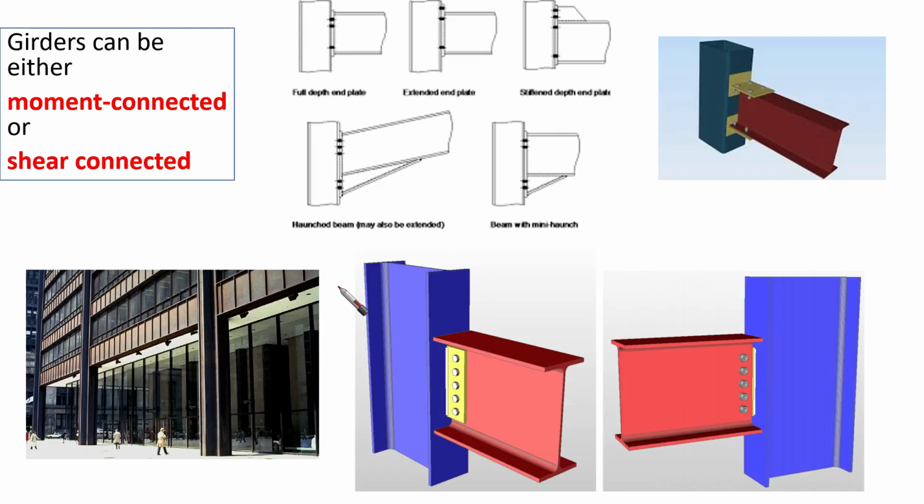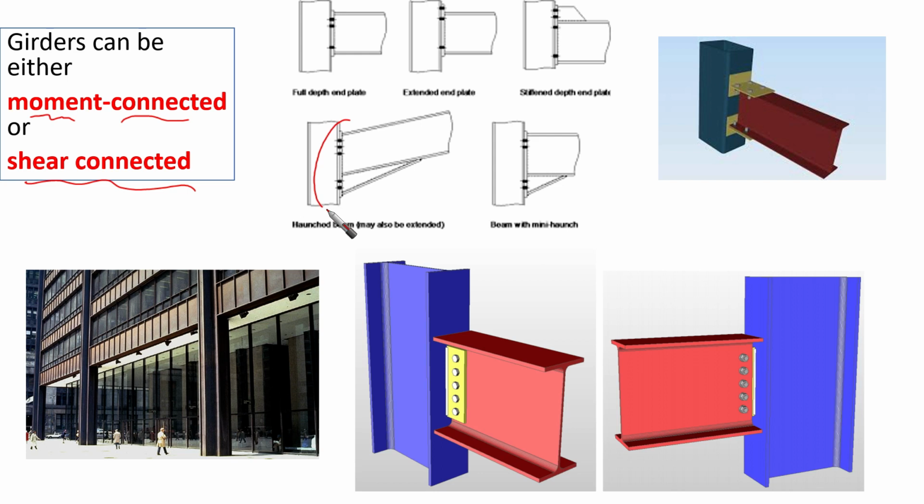Now we can talk about the beams from the connection point of view. Girders can be either moment connected or shear connected. Whenever you look at the end of the beam, the type of the connection is going to give you a hint whether it's a moment connection or shear connection.